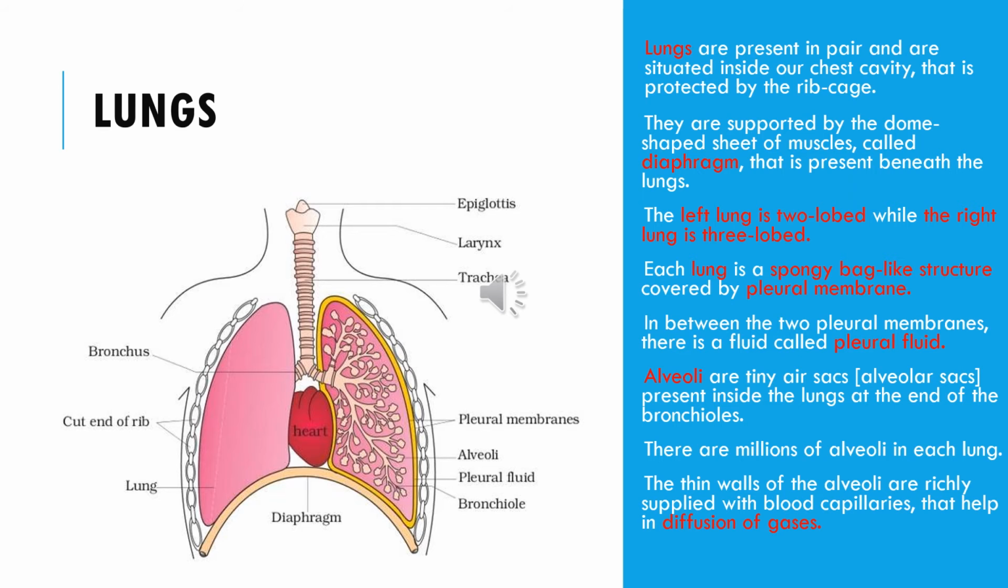Alveoli are tiny air sacs or alveolar sacs present inside the lungs at the end of the bronchioles. There are millions of alveoli in each lung. The thin walls of the alveoli are richly supplied with blood capillaries that help in diffusion of gases.